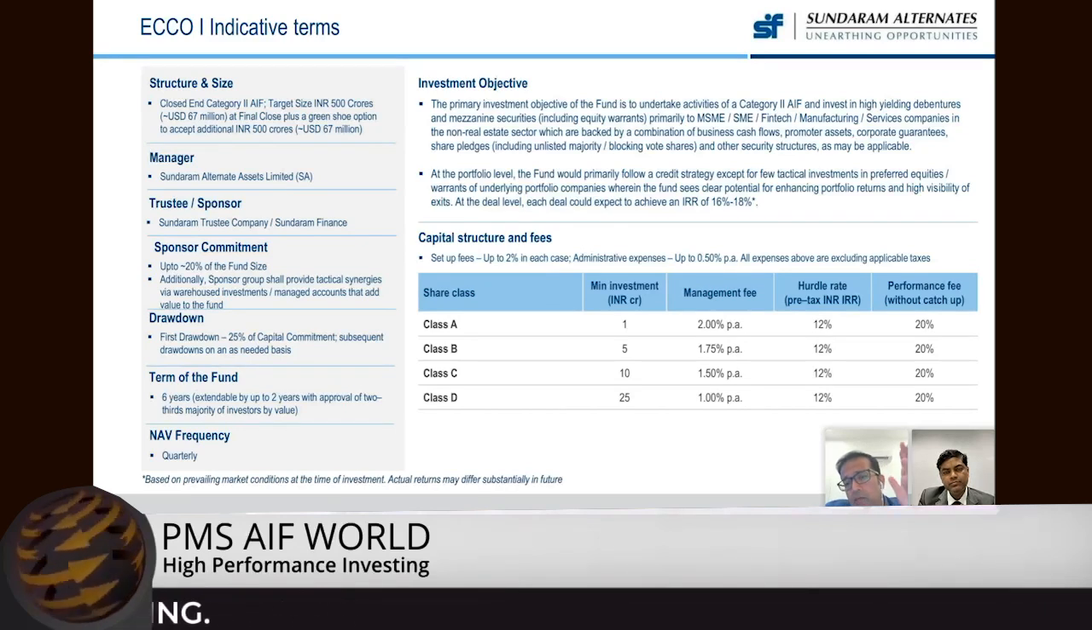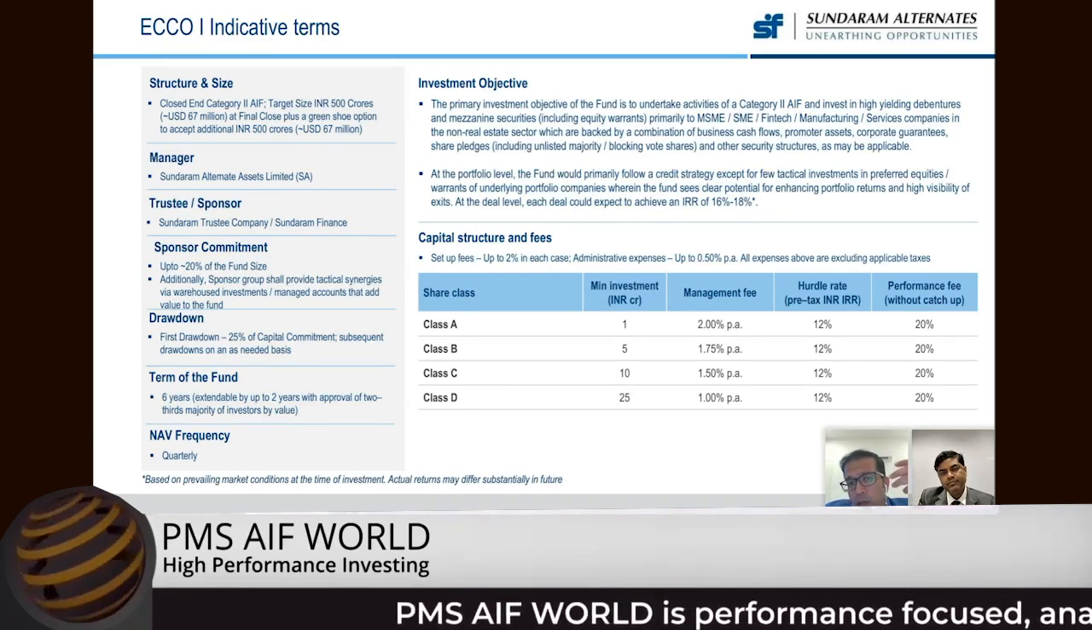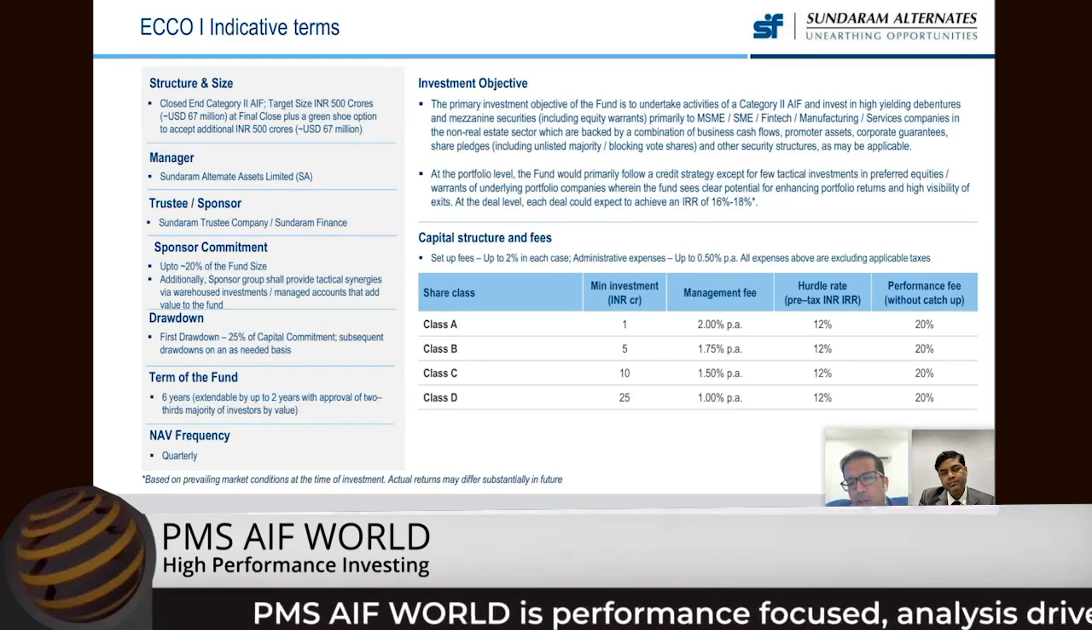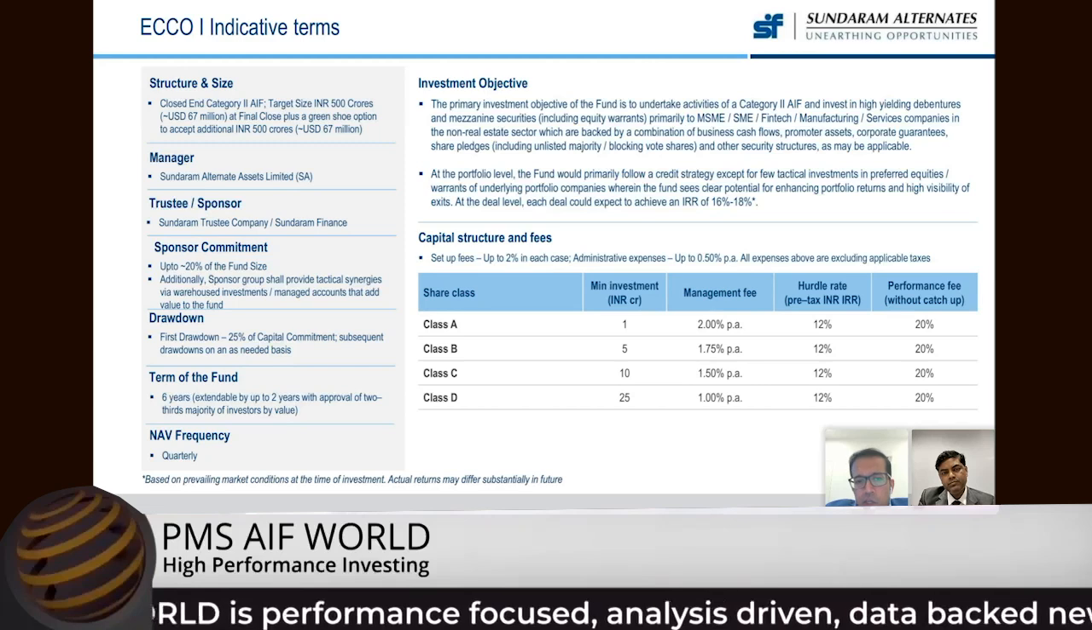And if we make a return net of fees to the investor beyond 12%, then there is a 20% profit sharing to us, and 80% goes to the investor. So the idea is really, and this is all without catch up, so it's all back ended. And so if the fund makes money and the investor makes money, then we make money as a manager.